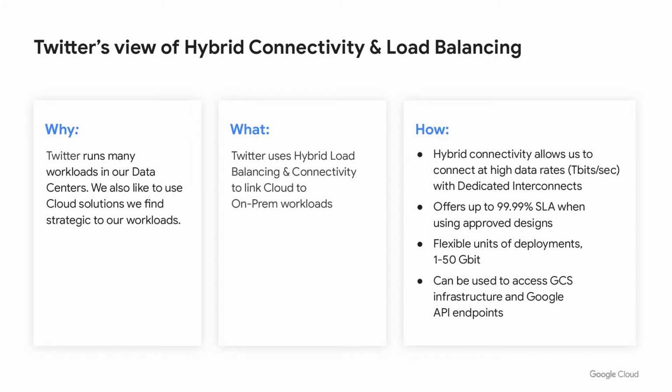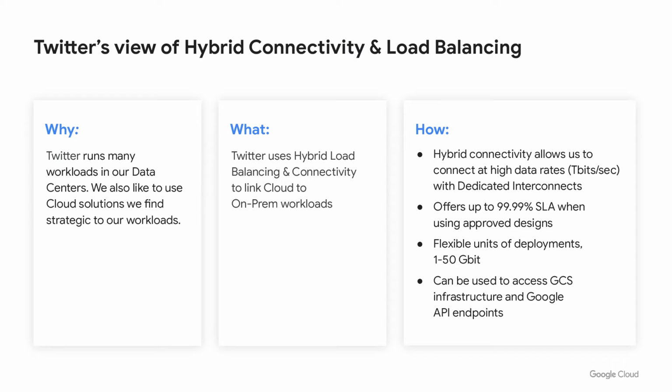Let's first talk about hybrid connectivity. Twitter needs to exchange massive amounts of data between our on-prem data centers and Google Cloud. Twitter has been working for some time with Google on provisioning terabits of capacity to support these workloads. Hybrid connectivity solutions can scale to high data rates and provide high levels of SLA when you're using compatible connectivity designs. Provisioned capacity can then later be sliced and provisioned to specific GCP regions.